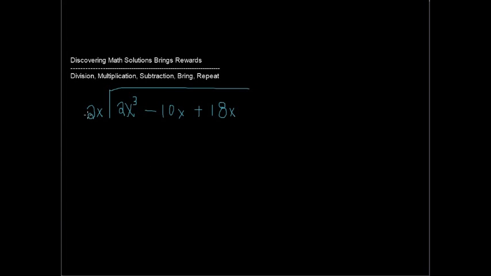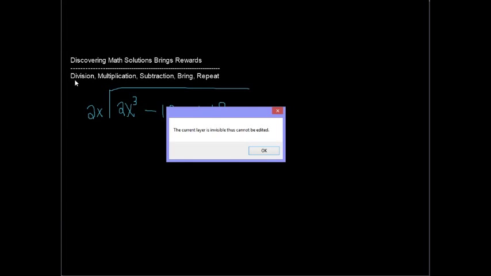Okay, so I've really badly written out an equation here, and I also put an acronym, basically. The acronym is Discovering Math Solutions Brings Rewards, okay? And that stands for division, multiplication, subtraction, bring, repeat. Now I gotta look over my notes real quick. So with this equation, what we need to do first is divide. That's the first step. Divide.